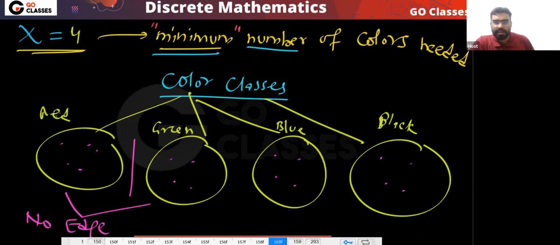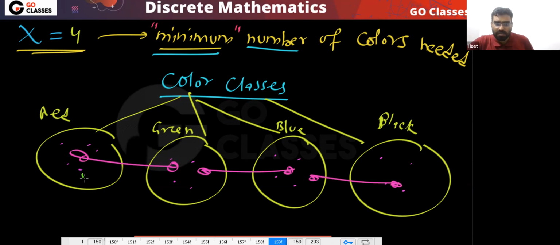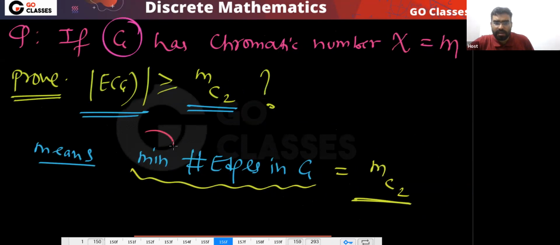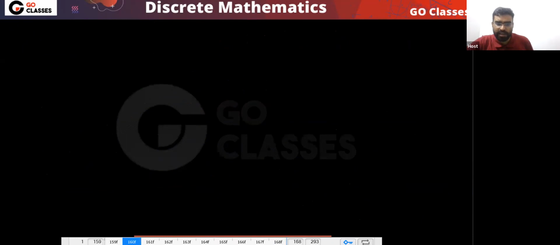So what does it mean? Now tell me the final conclusion. The final conclusion is there is at least one edge between every color class. This is the final conclusion. I am asking the minimum number of edges between every color class: at least one edge should be there. Agree or not?